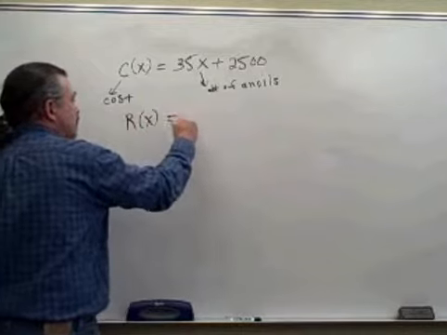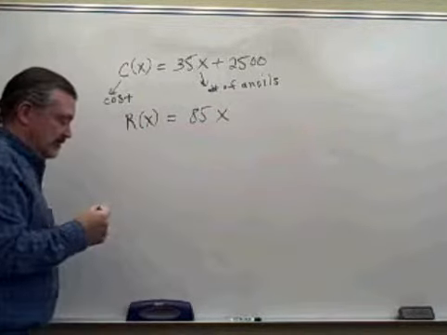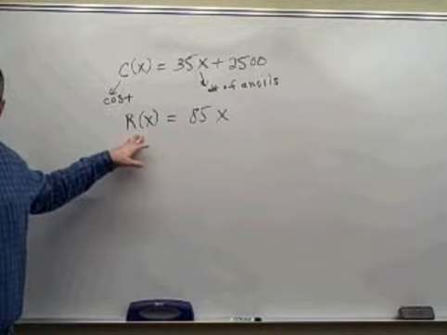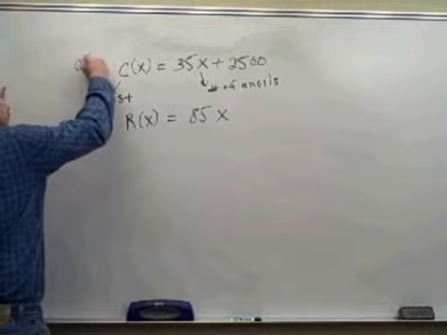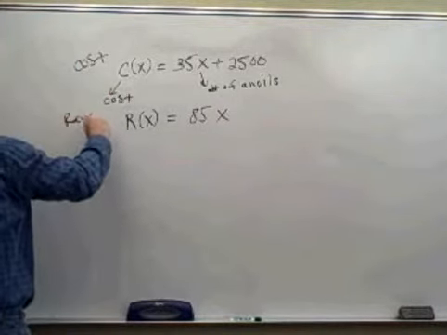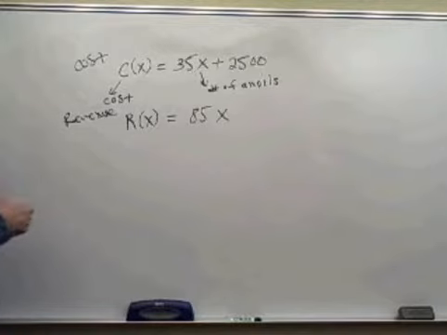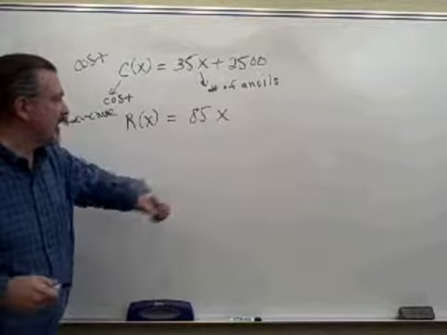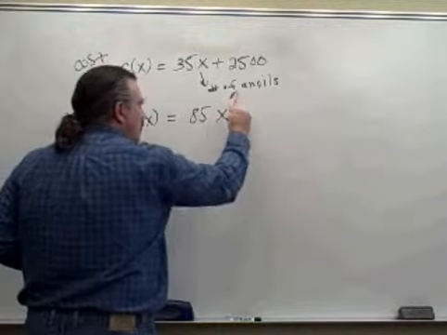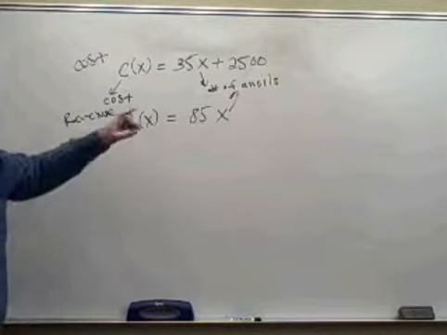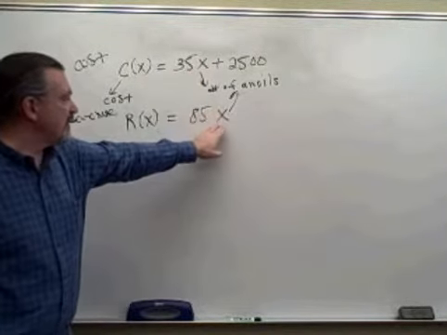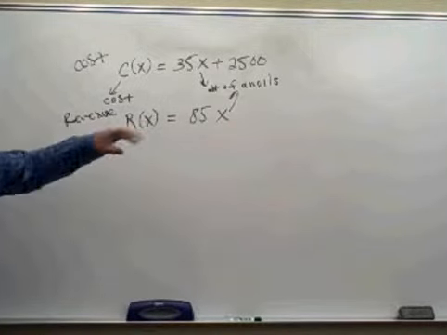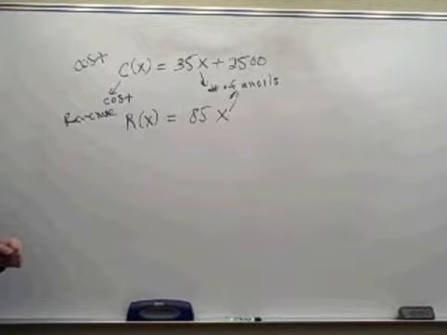That would enable us to write this new function, which we could represent with the letter R for revenue. This is our cost function. This is now our revenue function. We get in revenue $85 for every anvil. So the X here also represents the number of anvils. Here, we're making those anvils, and then we're going to turn around and sell them at $85 a piece, and that produces this revenue function for us.